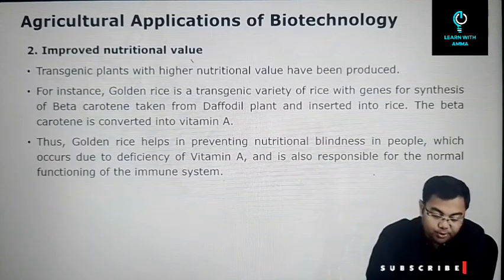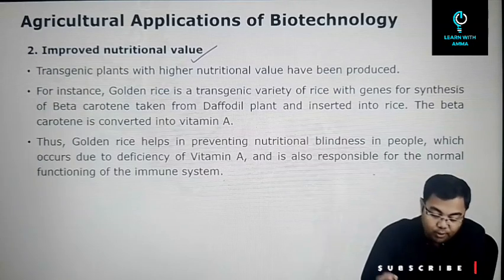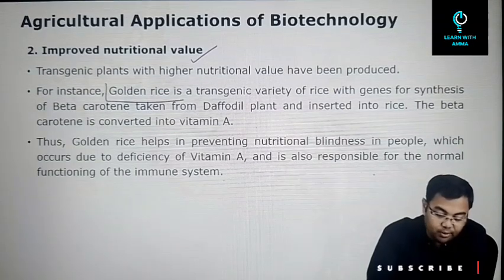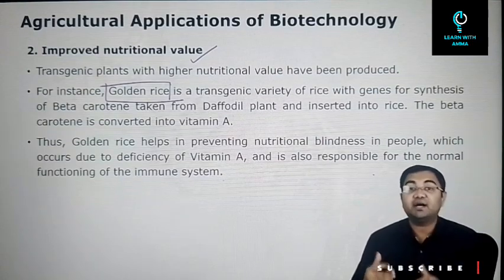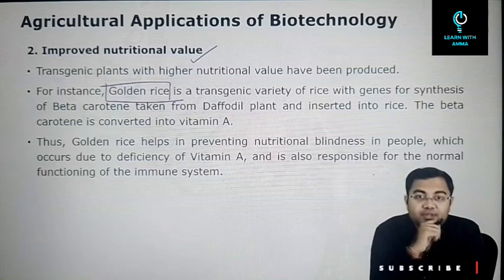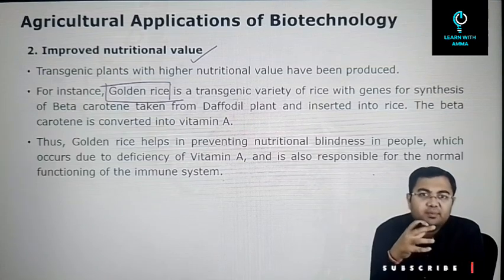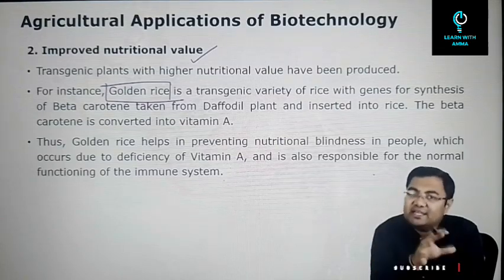Then after that, to improve the nutritional value. Here there is a prime example of golden rice. When we talk about golden rice, what was done with golden rice is we enhanced the amount of vitamin A in golden rice. Now why did we need to do that? We know that when it comes to vitamins, vitamins are also called micronutrients. Why micronutrients? Because they are required in lesser quantities.